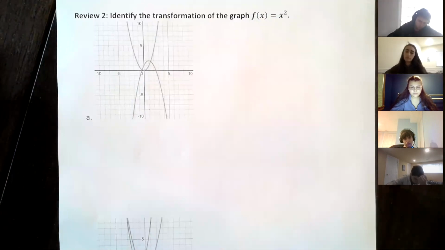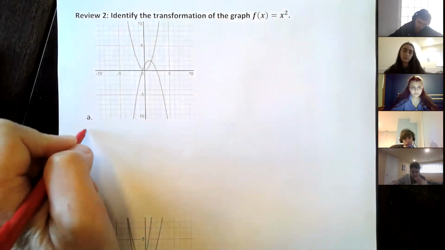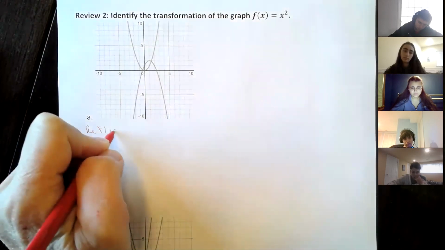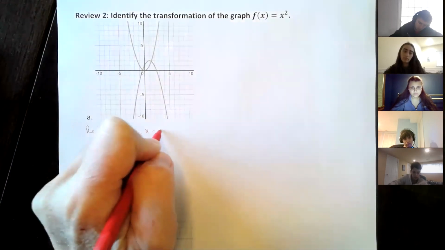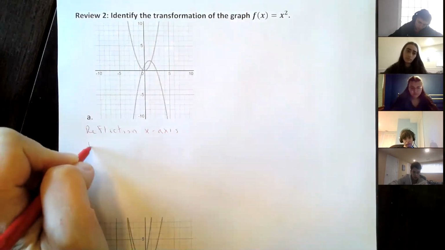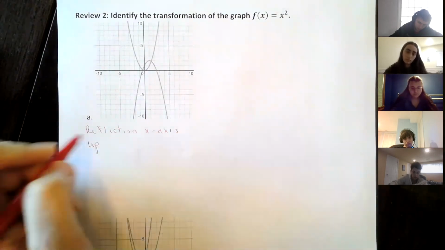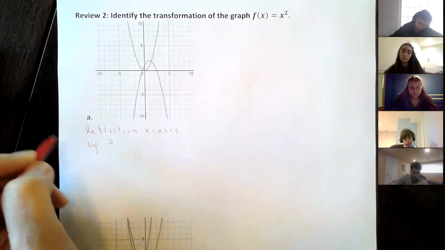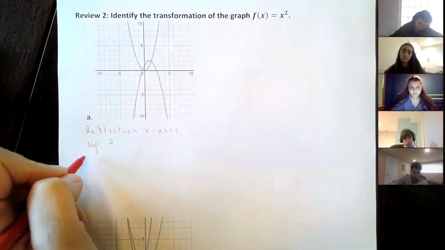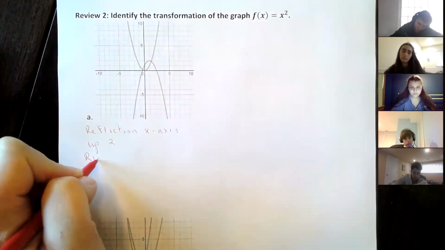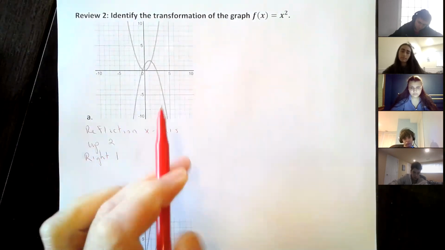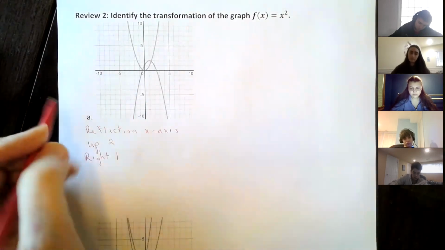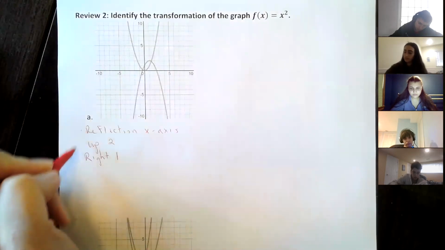Okay, well, I'm really bad at the order that things happened in, but before I try to figure out the order, I'm just going to say the things that definitely happened. It was a reflection over the x-axis because it's upside down now. It obviously went up by, hang on, that's just 2. It went up 2, or it seemed like it did, and then it went to the side just 1. Okay, now I want to try to figure out what order that happened in. So let's see what happens if I do it in the order that you gave it to me.